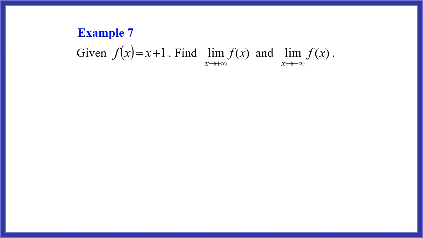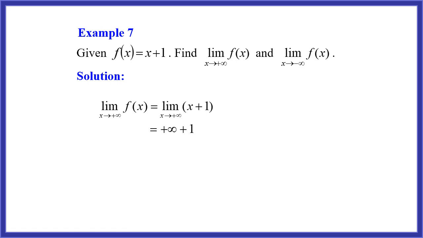Okay, so example 7. Given f(x) equals x plus 1, find the limit of f(x) as x approaches positive infinity and negative infinity. So we substitute the value: positive infinity plus 1. Any big number, if we add anything to it, it will still be a big number. Let's say 1 billion, we add 1, it's nothing to them. So it's still positive infinity. How about approaching negative infinity? After we substitute negative infinity, if we add 1, a small value, it won't affect the negative infinity. So it's still negative infinity.